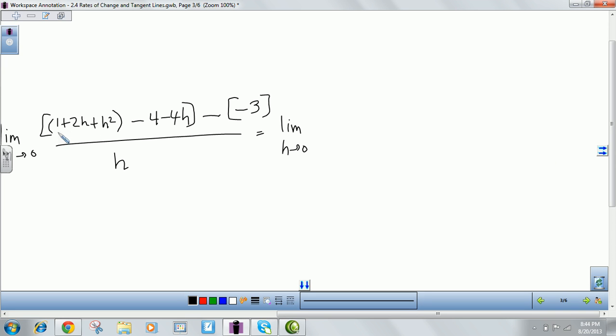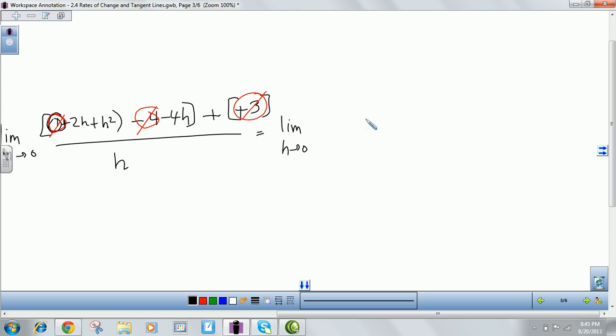When we simplify this first part, you would have 1 minus 4, so this will be plus 3. And you notice the 1, the negative 4, and the positive 3 all cancel each other out. Okay? That should happen every time. All your constants should cancel out so that everything that's left has a term with an h in it.